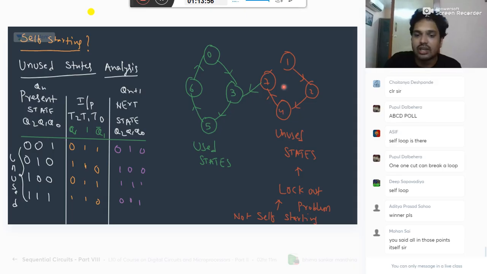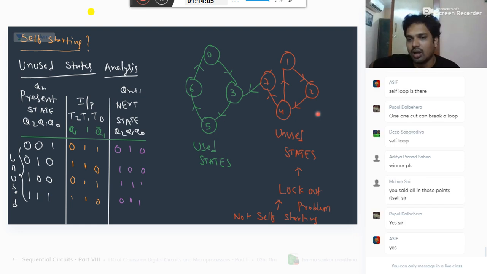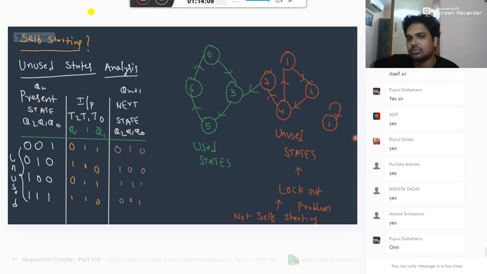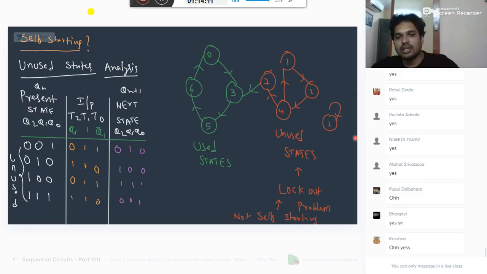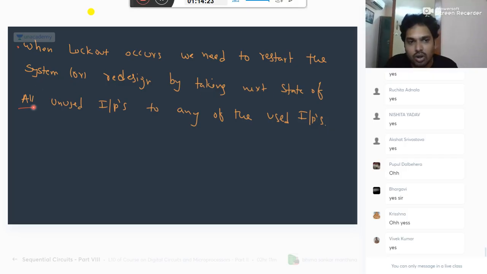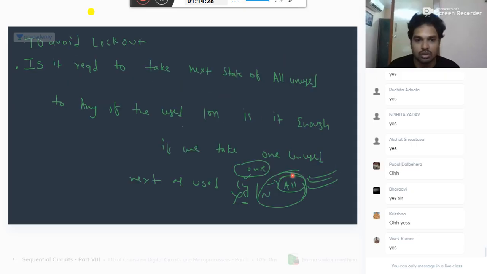You are not sure. There may be a chance these 3 may form a loop now. Or you don't know, only 2 may form a loop with it. So you cannot say that. So what we can say is, you should take care of all of them. I told it already. When lockout occurs, we need to restart the system or redesign by taking the next state of all unused inputs to any one of the used inputs. Right, Mohan?